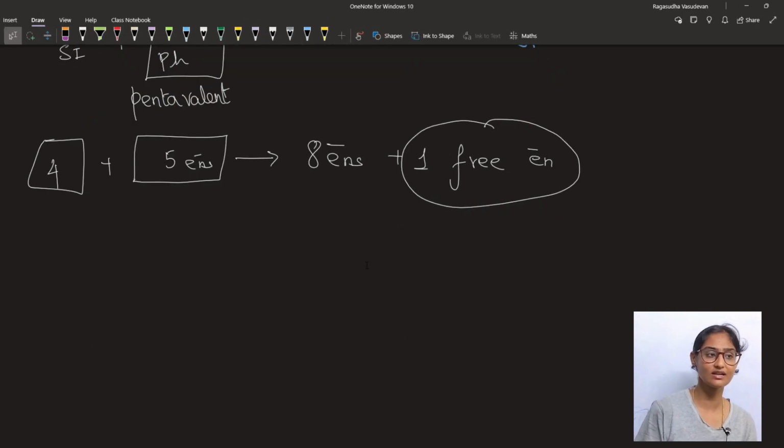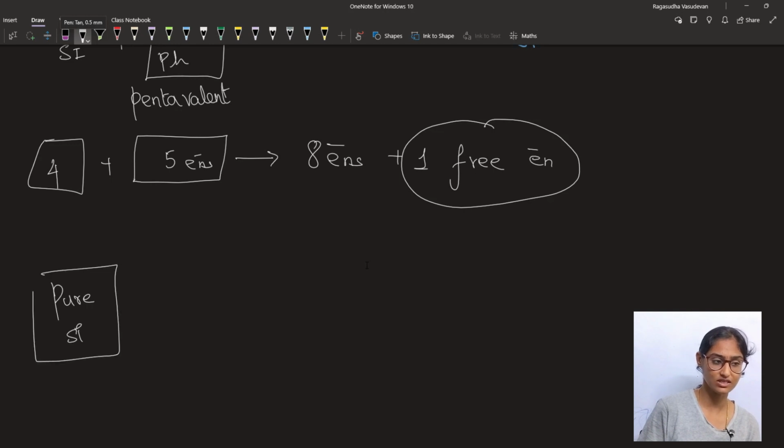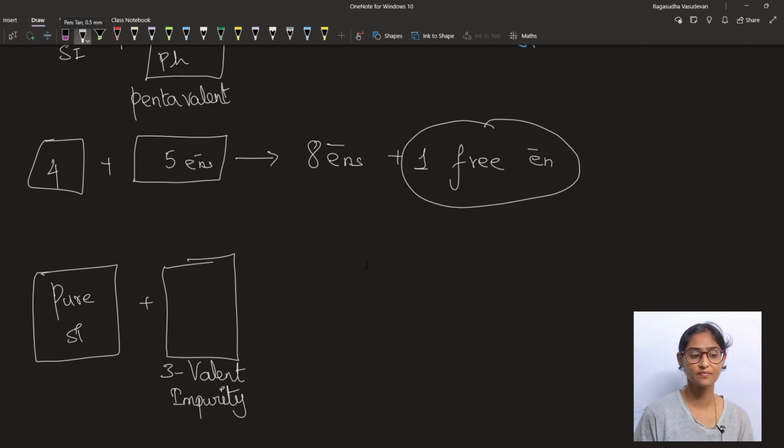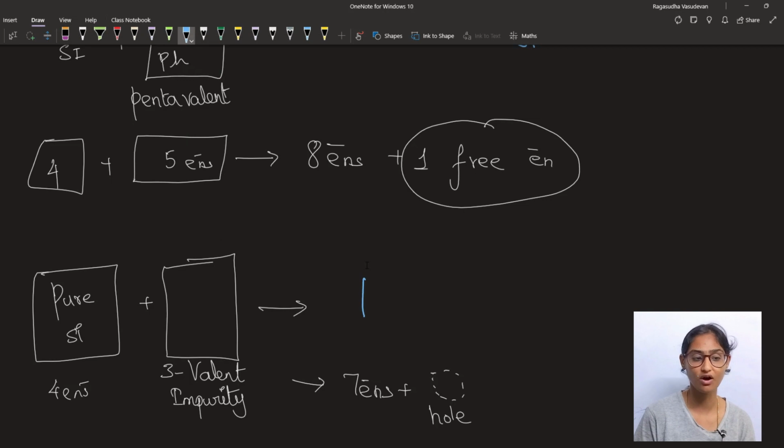This can also be done in another method. You can also take pure silicon, which has 4 electrons in its outermost shell, and react it with trivalent impurities. What happens because of this? They have 4 electrons in the outermost shell, and when it reacts with elements which have 3 electrons in the outermost shell, you will have a space to hold an extra electron, and this space is called a hole. So this is how we form P-type materials.